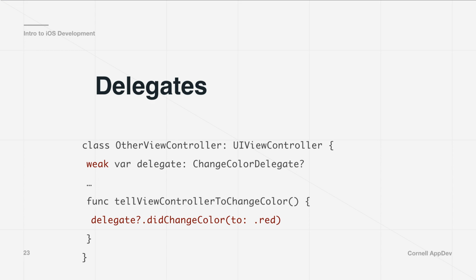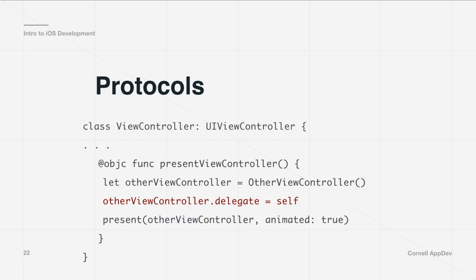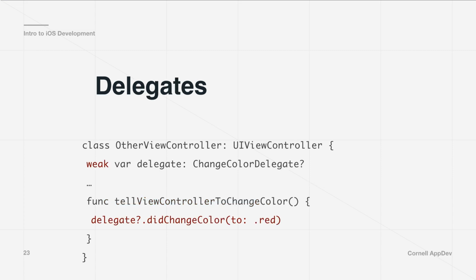So if we run this function tell view controller to change color, what do you guys think is going to happen? Any ideas? Yeah. Is this after the last code snippet? Yeah. Will the one that was called present view controller use its change color? Exactly. So if I go back, inside here, we're assuming that we've already implemented that function, but he's exactly right. The original view controller will call its didChangeColor method.